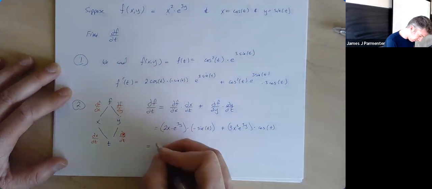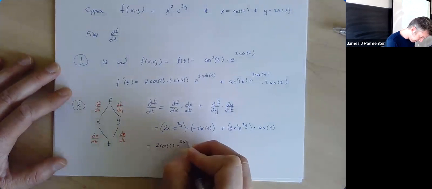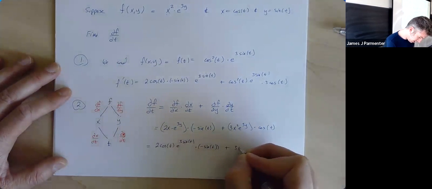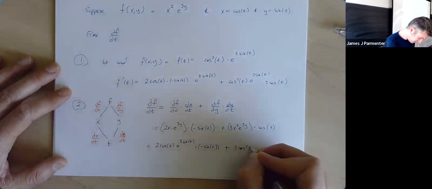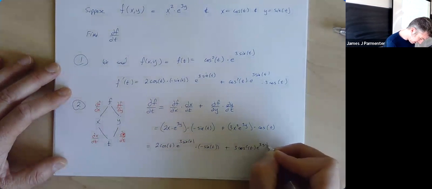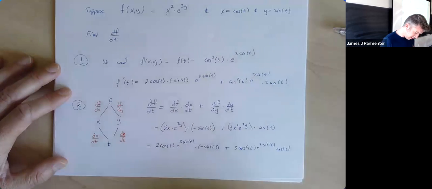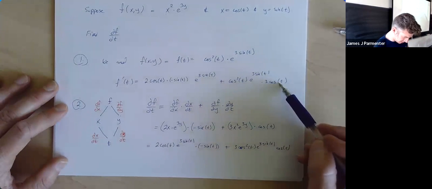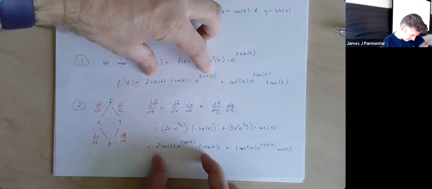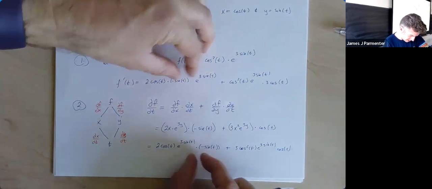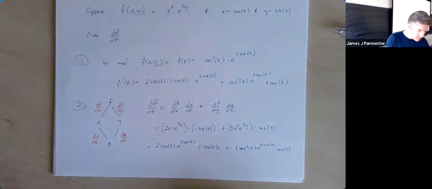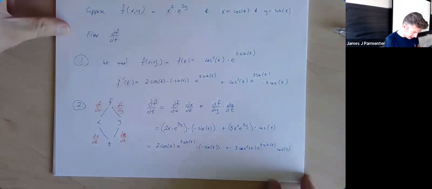If we actually plug in, I normally wouldn't, but I'll plug in. I'm going to get 2 cosine of t times e to the 3 sine of t times negative sine of t plus 3 cosine squared of t times e to the 3 sine of t times cosine of t. And those parts match up, right? Up here we have our 3 cosine squared e to the 3 sine of t times cosine of t, which is the same as that. And over here we have 2 cosine of t times negative sine of t times e to the 3 sine of t. Totally the same. Totally works.